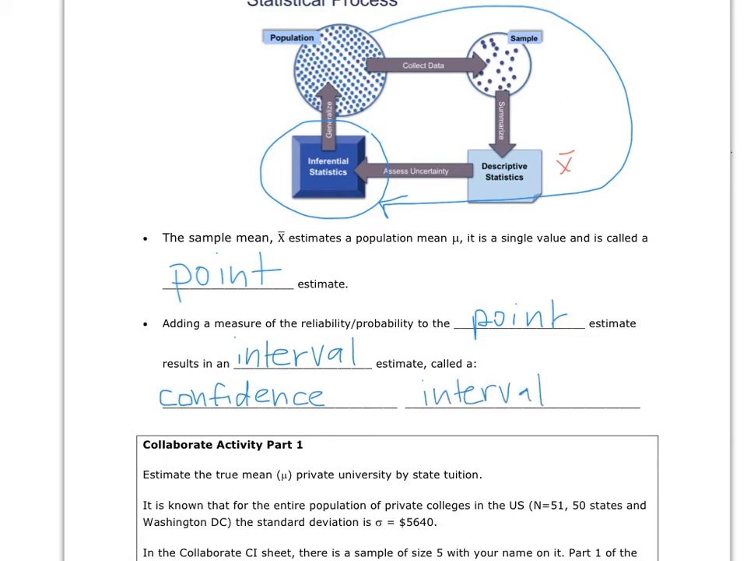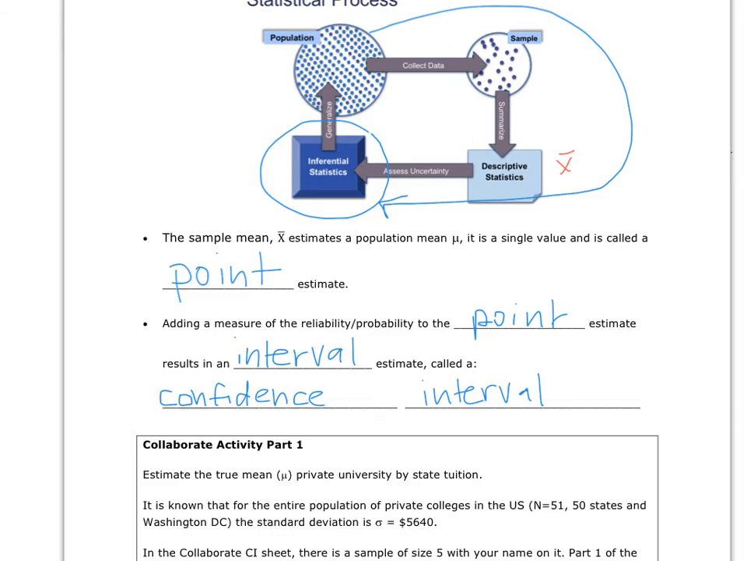So the interval part tells us we're going from one single value as an estimate to a range of values as an estimate for our population mean. And then the confidence part is what is adding that measure of uncertainty. The confidence part is saying we can have a certain level of confidence, a certain level of reliability in our estimate of that true population mean.